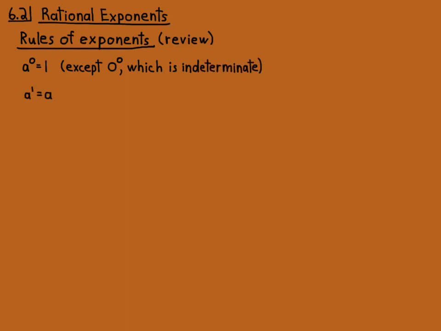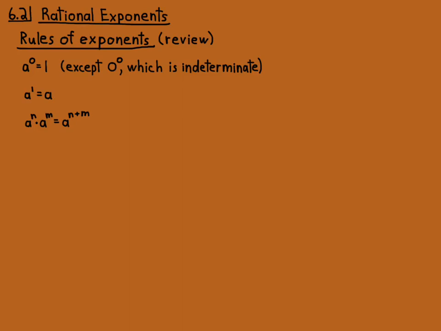Okay. A to the 1 is just A. A to the n times A to the m is A to the n plus m. You can think of n and m, they don't have to be integers, but just pretend for a moment that they're positive integers and they're counting the number of factors of A. So A cubed times A to the 4th would be 3 factors of A times another 4 factors of A. And so how many do you have altogether? You have 7. So you're adding those numbers.